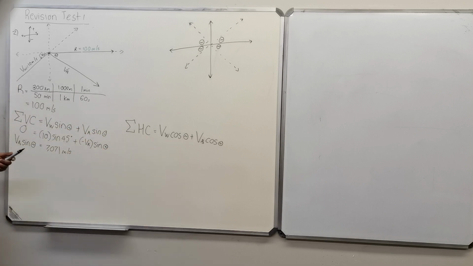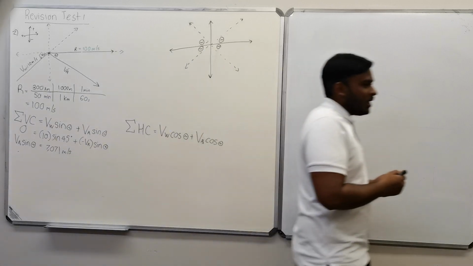Okay, so remember we said that for all vertical components, you'd always use sine. So now because we're working on horizontal components, we're always using cosine.